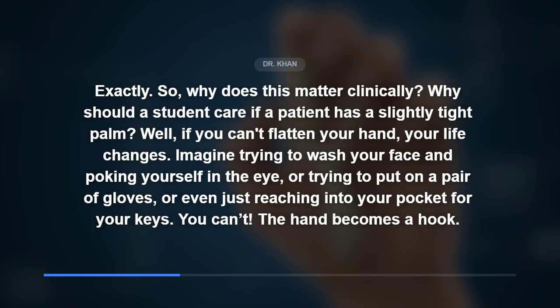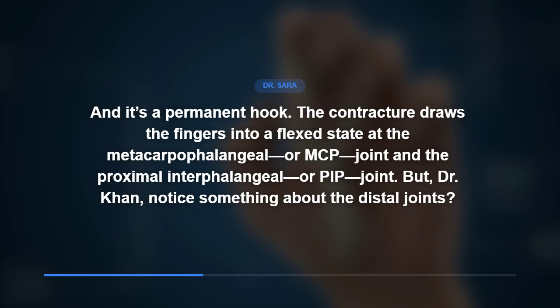Exactly. So why does this matter clinically? Why should a student care if a patient has a slightly tight palm? Well, if you can't flatten your hand, your life changes. Imagine trying to wash your face and poking yourself in the eye, or trying to put on a pair of gloves, or even just reaching into your pocket for your keys. You can't. The hand becomes a hook. And it's a permanent hook.